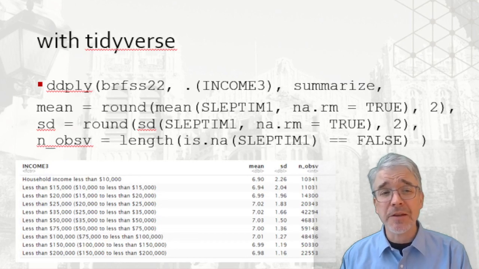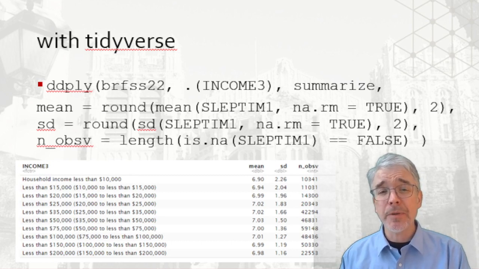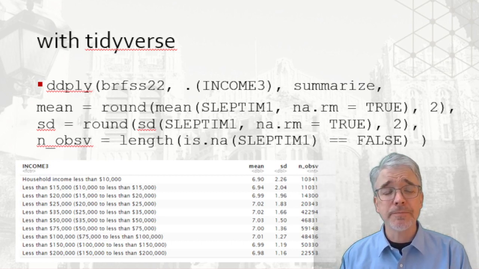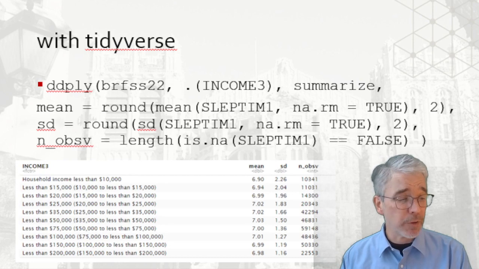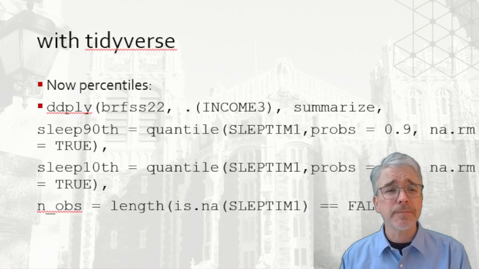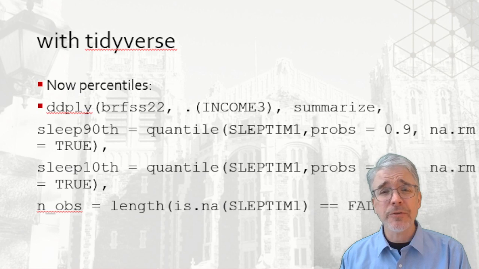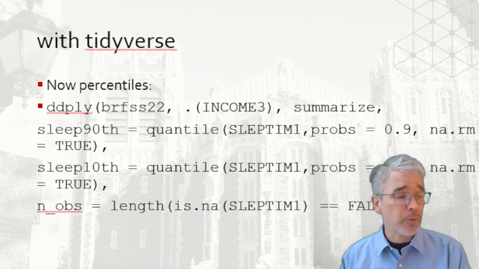If you want to find the mean and standard deviation of sleep time by income, you could use something like that line of code. ddply is the particular command with our BRFSS 22 data: by income, summarize, mean, standard deviation, number of observations. tapply would also work here, but I think this is a little nicer. We could do percentiles, now 90th and 10th percentiles, with some code like that.